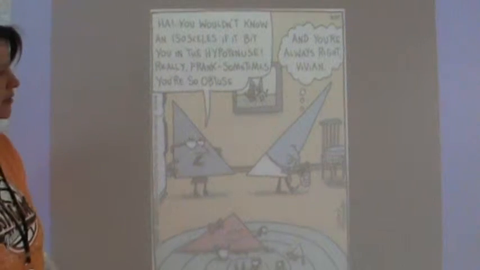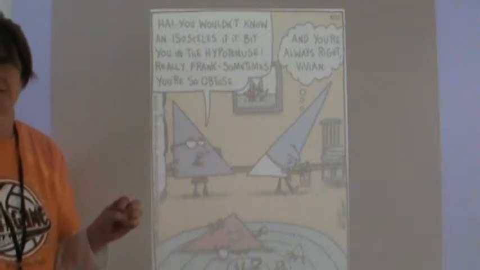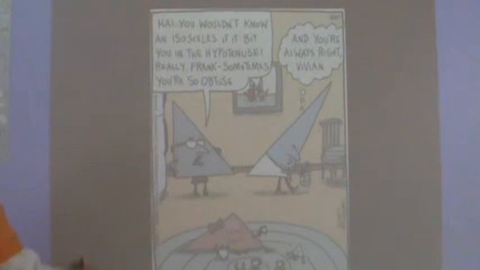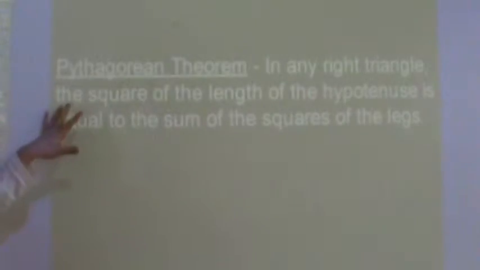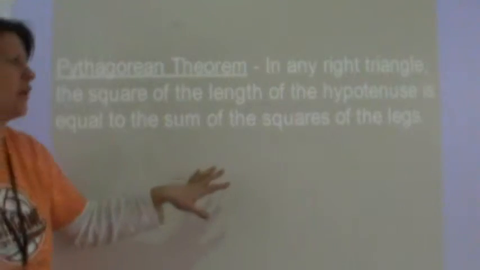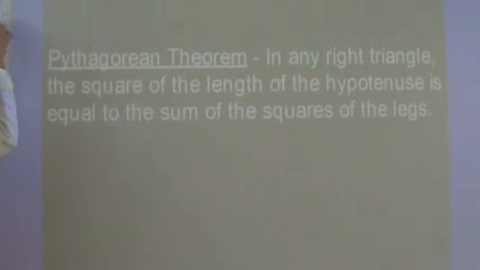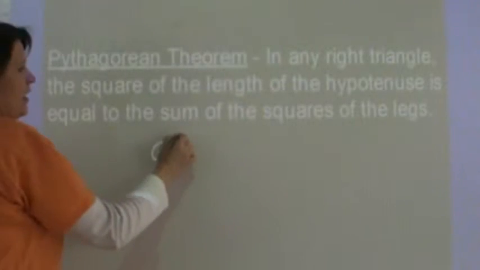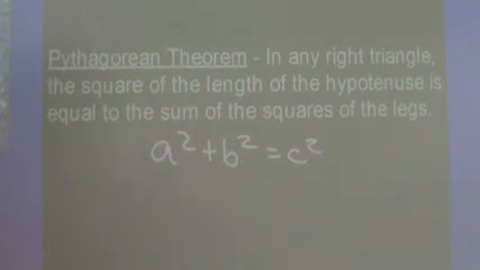The reason I did this is because when we're doing the Pythagorean theorem, it has to be a right triangle. It cannot be obtuse, cannot be acute. So the Pythagorean theorem says, in any right triangle, the square of the length of the hypotenuse is equal to the sum of the squares of the legs. You may have heard before, a squared plus b squared equals c squared. That's what we're looking at.